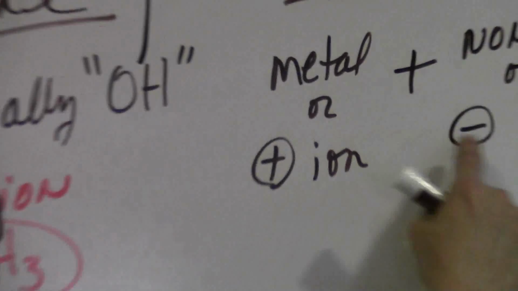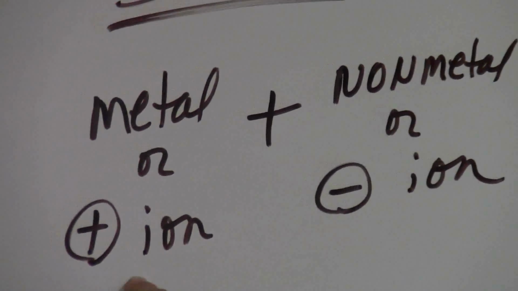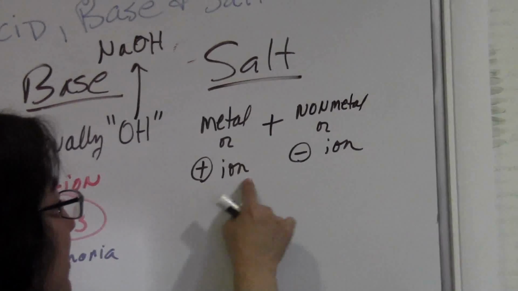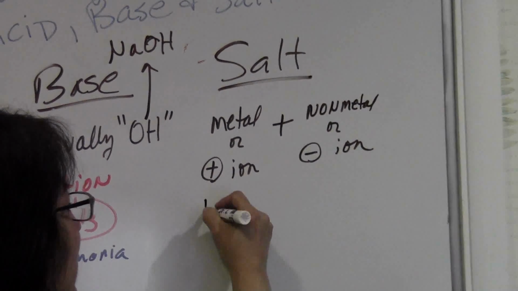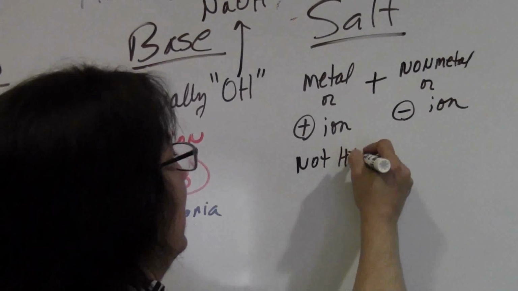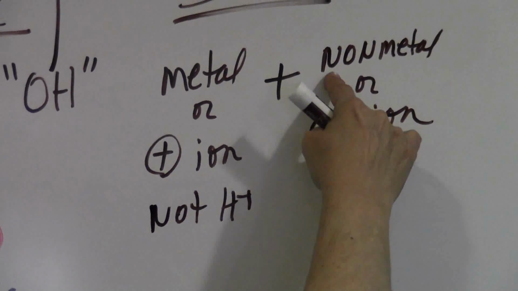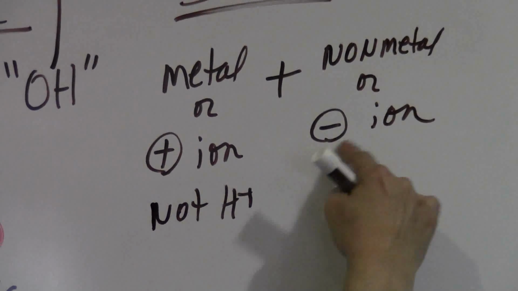Our last type of compound is a salt. A salt's also going to have a positive and a negative, but the positive is not going to be hydrogen. It's going to be any other positive ion, but not hydrogen. The negative component's not going to be OH. It will be a nonmetal or a negative ion.